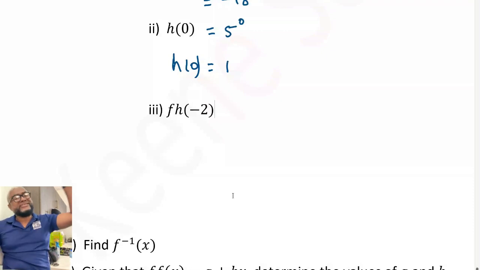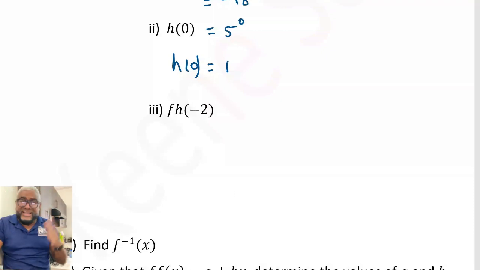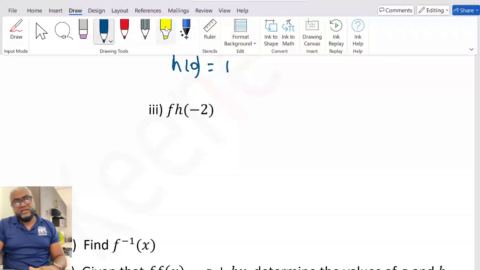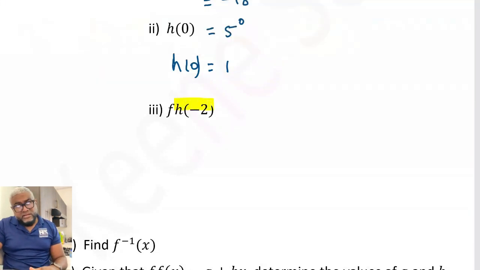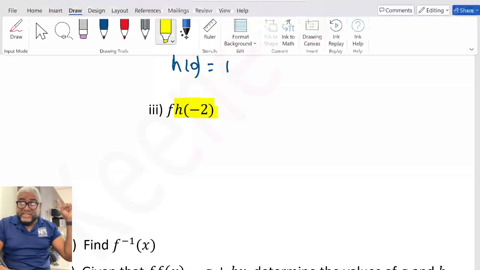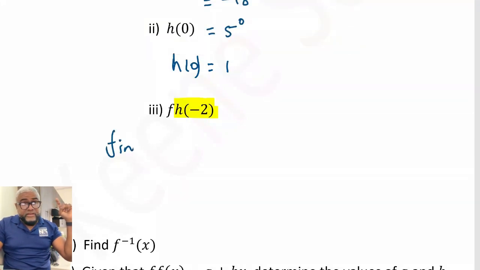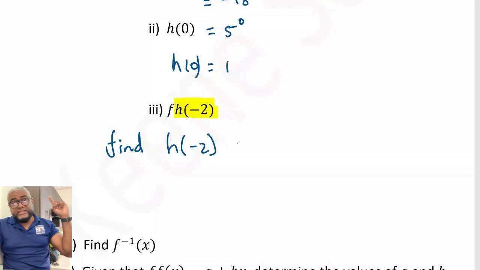Let me go. Second into the first. What's the second function here, Tyler? Well, h of -2, look at it right there. It's not h of x, it's h of -2. So what do we need to find first here, Raheem? h of -2, brother, not 2. h of -2 first.